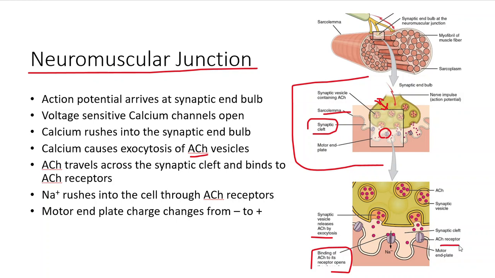to the acetylcholine receptor. And by the way, this part of the muscle cell is called the motor end plate, because this is where all the action is going to be taking place. When acetylcholine binds to this guy, he opens up, and as you can see, he allows sodium to flood in. That's his whole point.